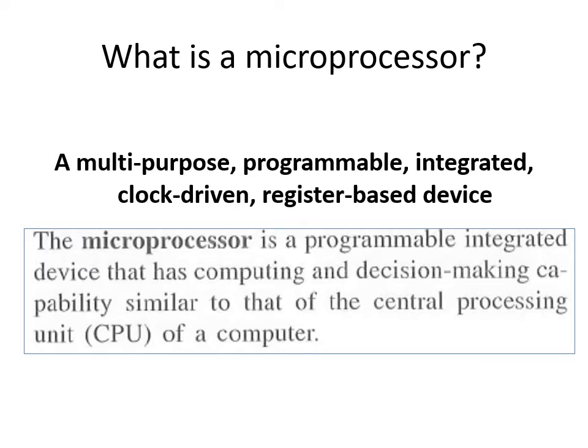So what is a microprocessor? In general, you can say it is a multi-purpose, programmable, integrated, clock-driven, register-based system. You are using a laptop, you are using a mobile phone, and all these devices are controlled by a microprocessor. You can say that the microprocessor is a programmable integrated device, so you can program it. It can perform computing and decision making, so it is something like the central processing unit, the CPU, of a computer.